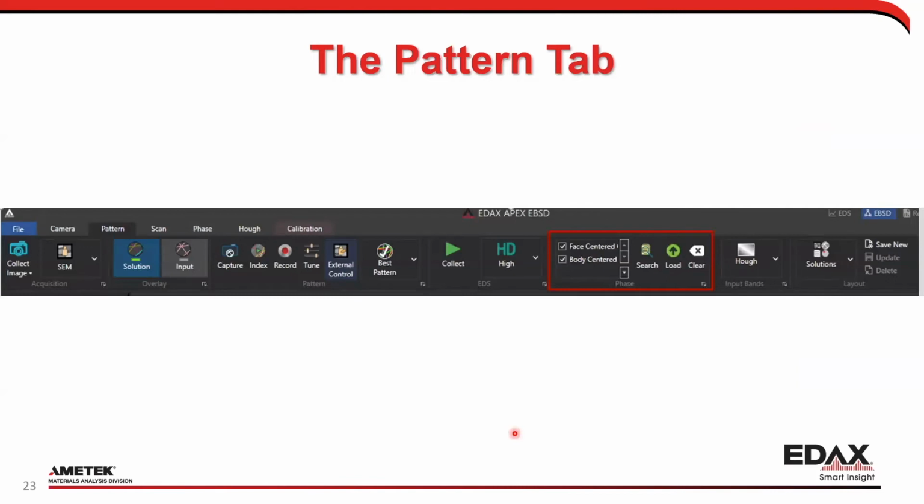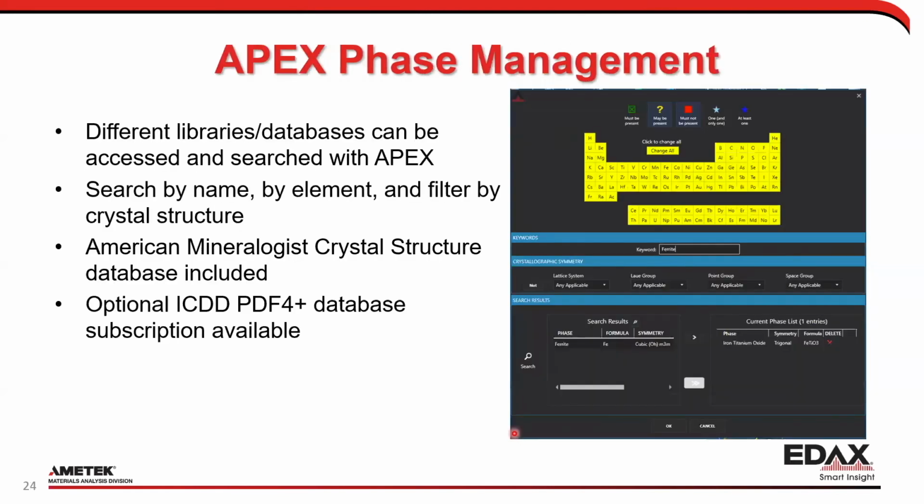This is the phase tab. This is actually what controls what phases I'm using for the indexing. And what I actually can do with this is where the database comes in handy. Now the database, again, there's actually multiple databases included here. So you can see that the AMCS is kind of included by default.